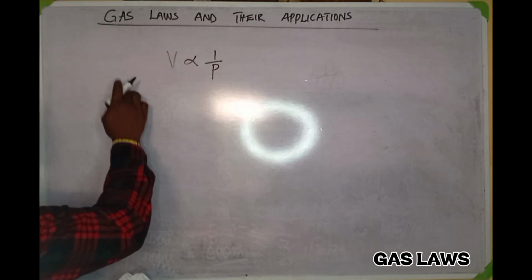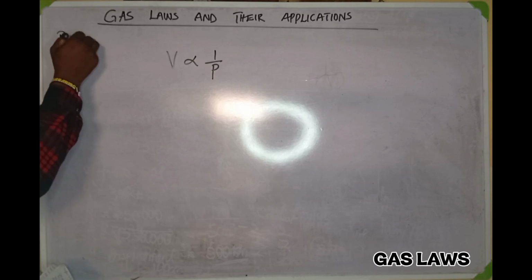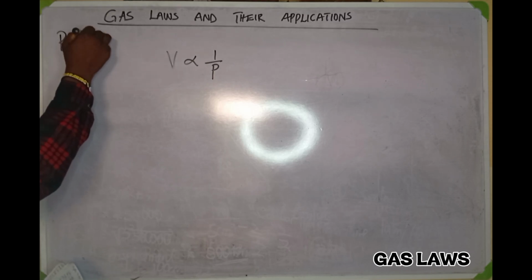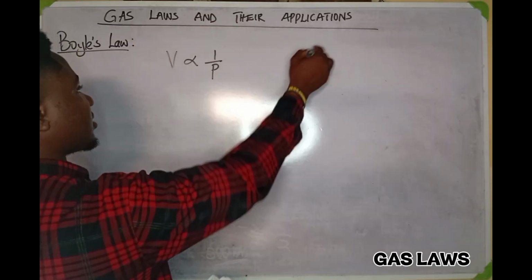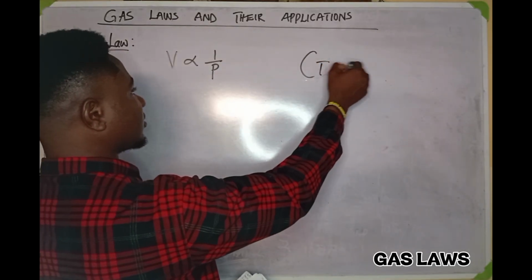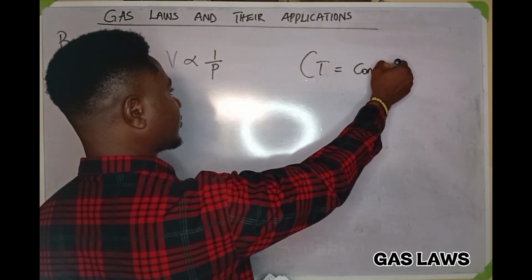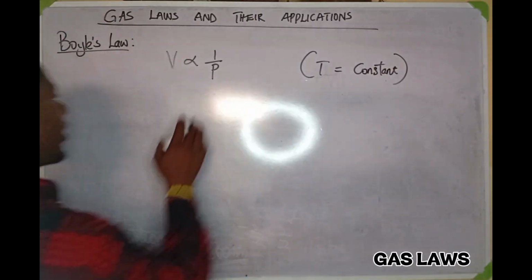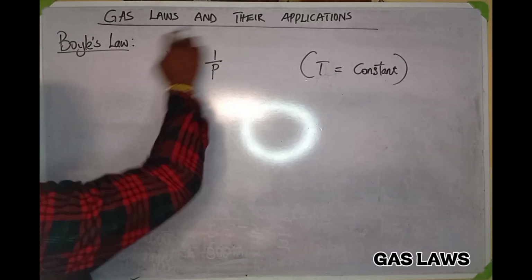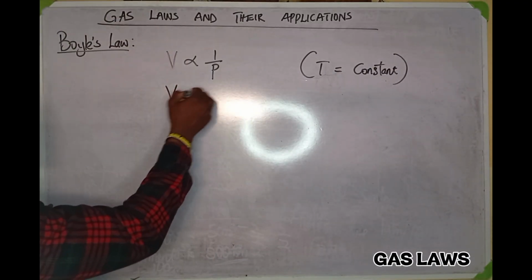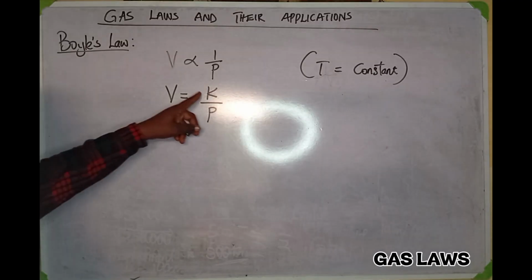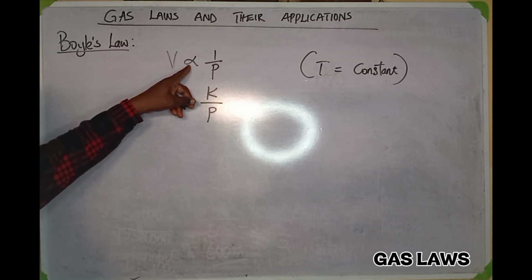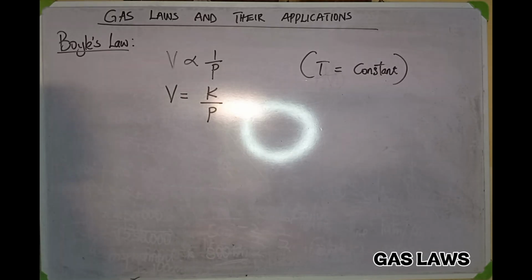So for Boyle's law, that's the way it's spelled. For Boyle's law, temperature is kept constant. Now, for this law, I can rewrite this equation as V equal to K over P. That's introducing the constant K. And when I do that, the proportionality sign changes to equality.